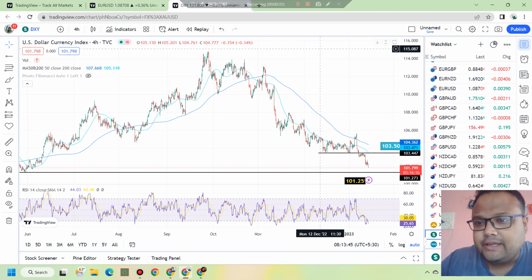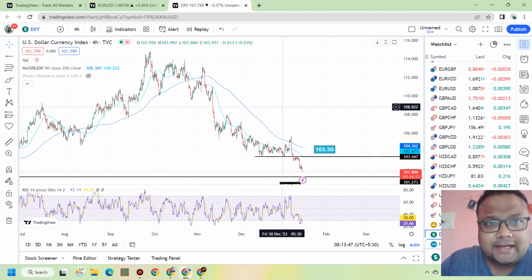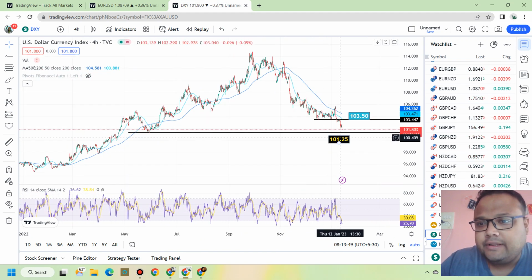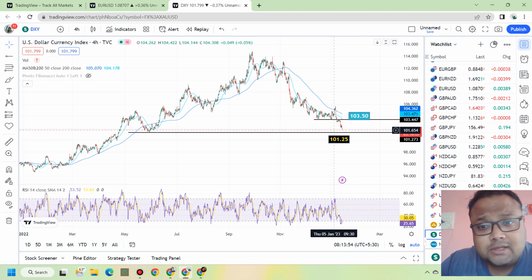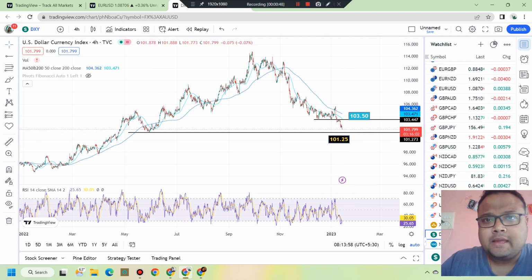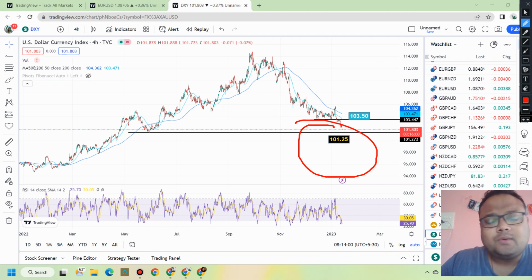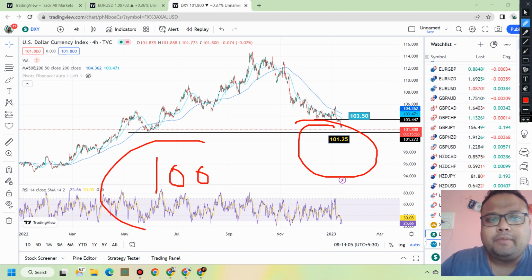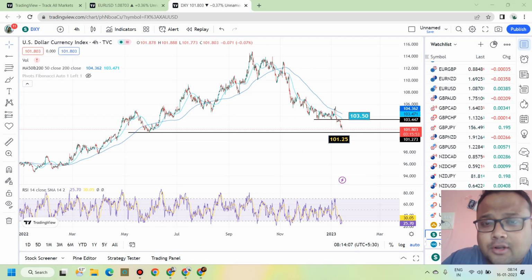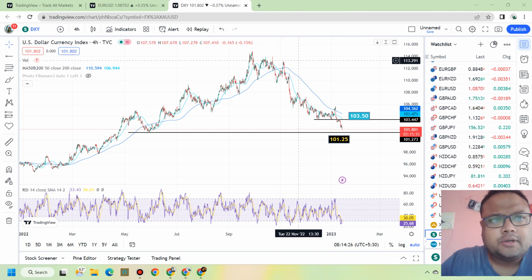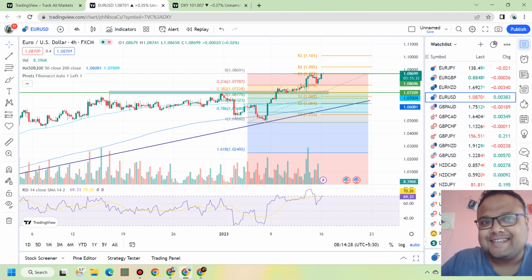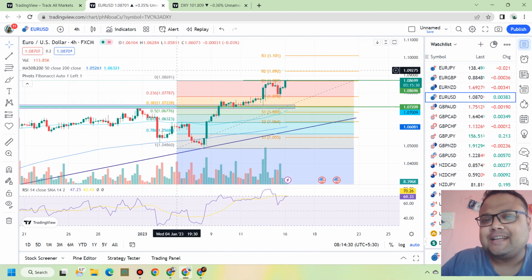If you look at the chart of DXY, then as expected, DXY is continuing the fall. DXY right now is standing at 101.80 and heading towards the next support around 101.25. If DXY breaks 101.25, then things will be critical and the next level will be 100, the psychological support for DXY. So things are not very positive for DXY right now. As a result, Euro USD is showing an upside.